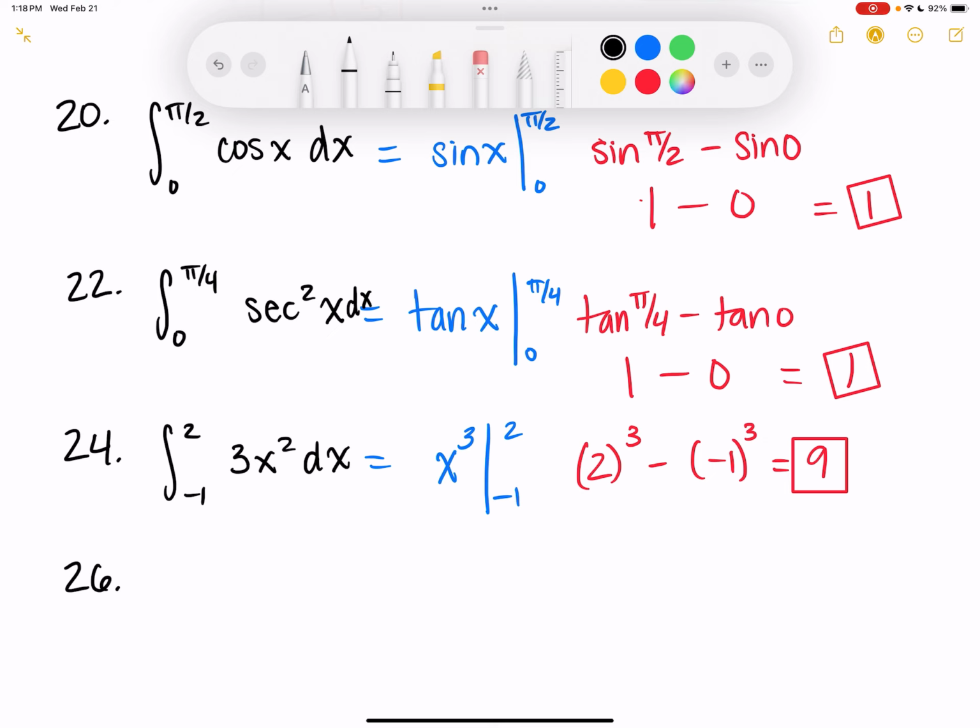Okay. 26. The integral, this one's going to get really hard, from 3 to 7 of 8 dx. I'm gonna say the answer's 8. Wait, never mind. What's the antiderivative of 8? 8x. Evaluated from 3 to 7. So we have 8 times 7 minus 8 times 3, which is 8 times 7 is 56. 56 minus 8 times 3 is 32.